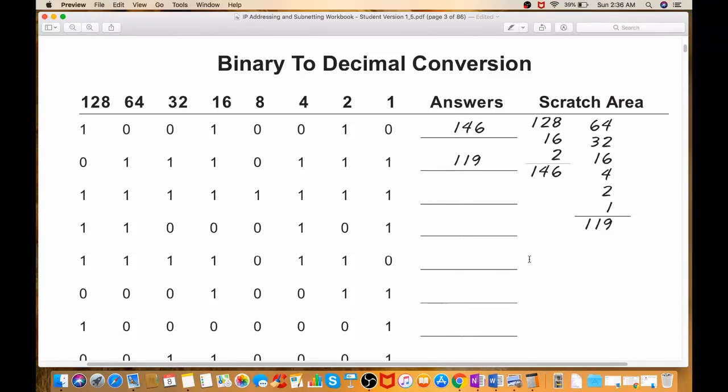I hope that the first lecture was just the right amount of information. Let's get started with binary to decimal conversions.